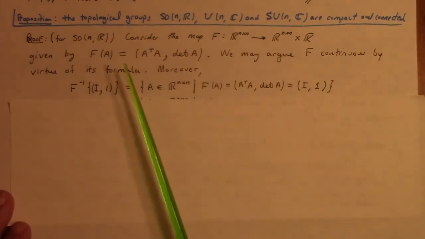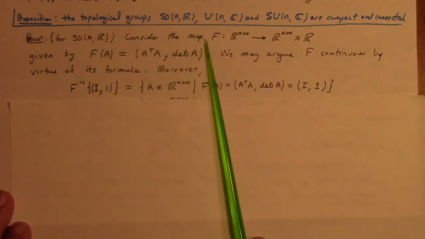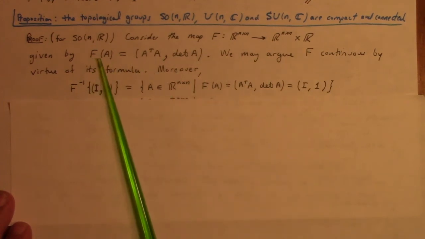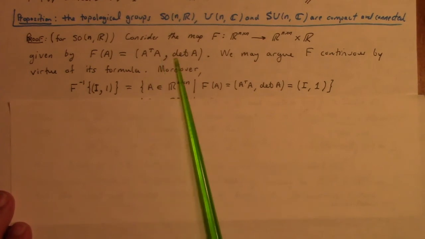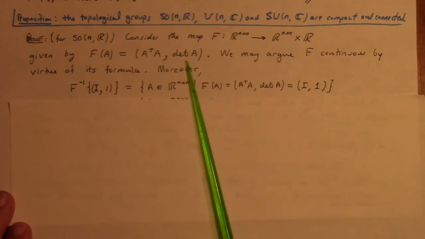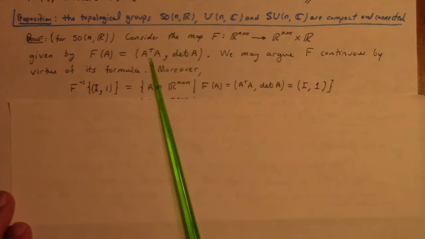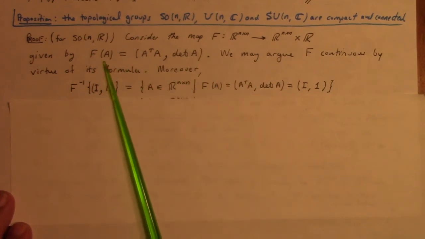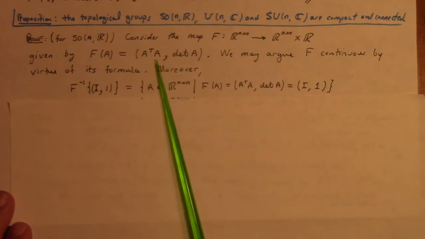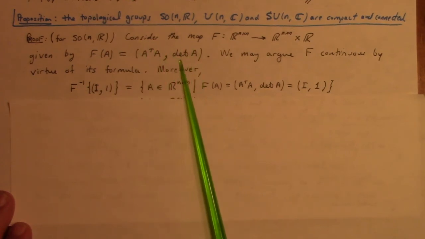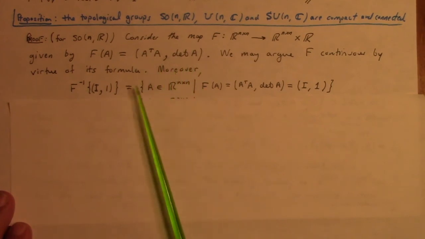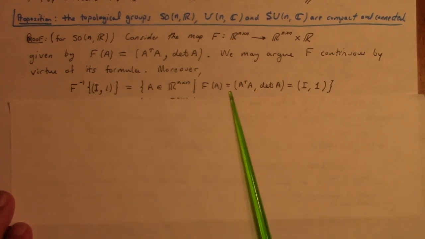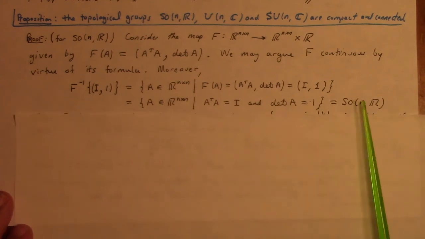Sure. Maybe they are. Okay, so consider the map F from n by n matrices to n by n matrices cross R, given by F maps A to A transpose A, comma determinant A. So if A is in SONR, that's going to make this equal to the identity matrix, and it's going to make this equal to 1. Now, I think it's clear that F is continuous because of the things we've talked about before. This is polynomial in the entries of the matrix A, as is that. So it's a multivariate polynomial, and as such is continuous. And the inverse image of the identity and the number 1 is straight up this set, which is nothing more than SON R.